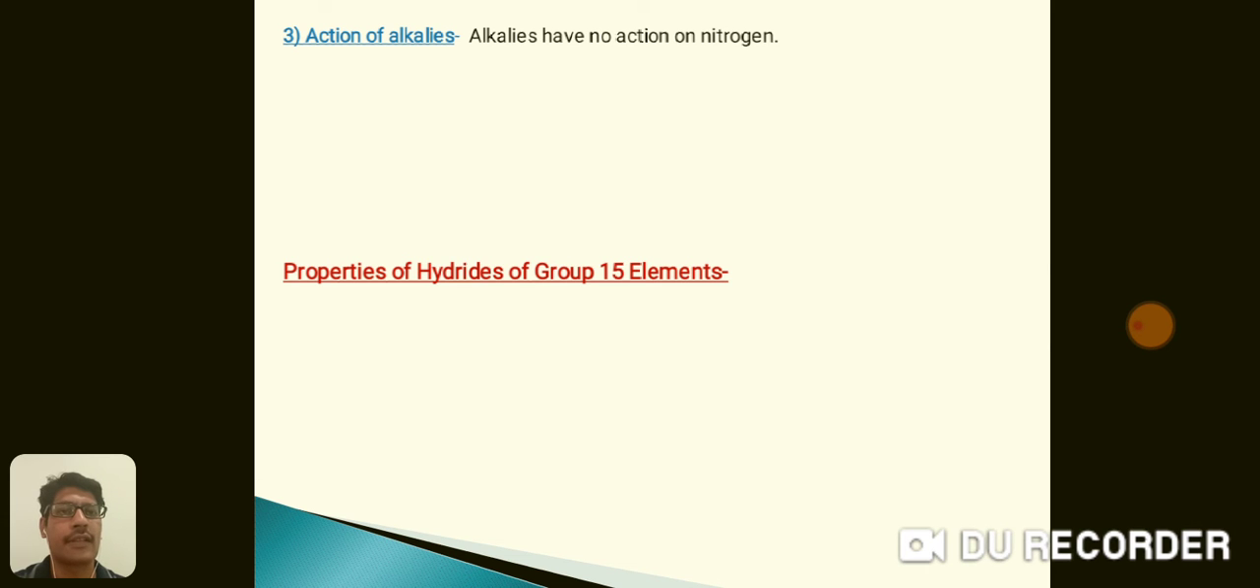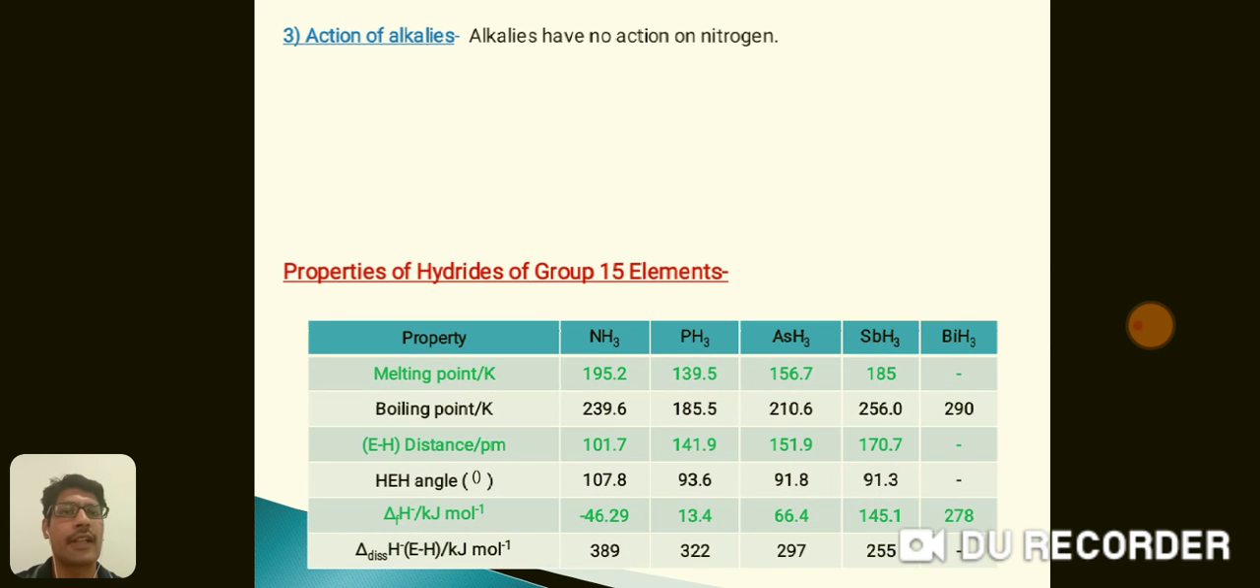Now, properties of hydrides of group 15 elements. Hydrides means nitrogen has ammonia. Every element when it reacts with hydrogen forms a hydride. That is ammonia, phosphine, AsH3, SbH3 and BiH3. All these are the hydrides of group 15 elements and they have different properties.